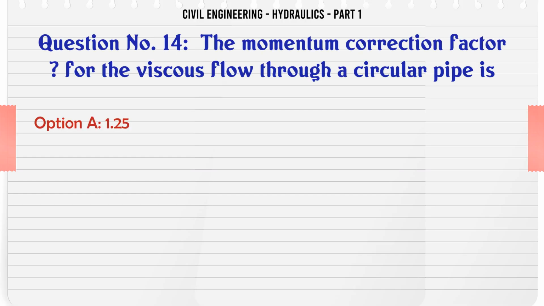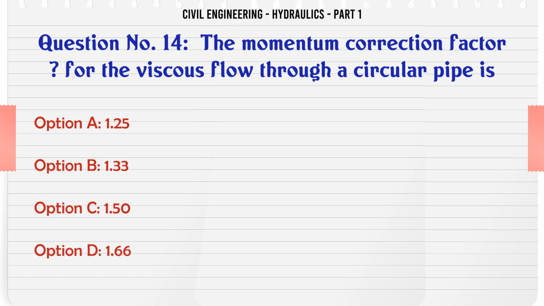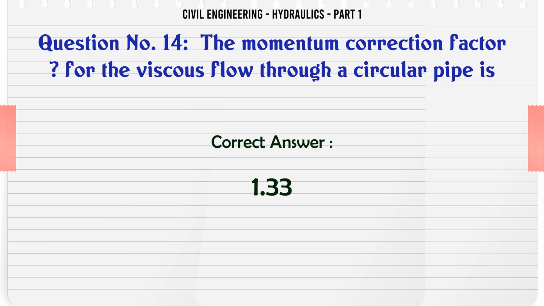The momentum correction factor for the viscous flow through a circular pipe is: A. 1.25, B. 1.33, C. 1.50, D. 1.66. The correct answer is 1.33.